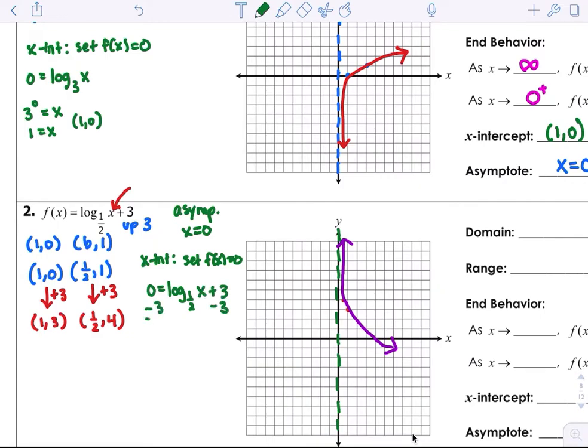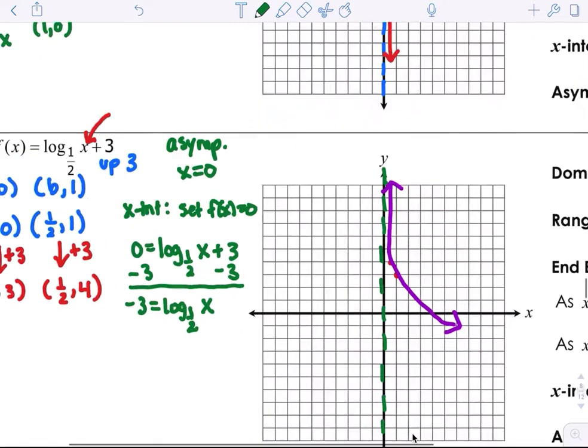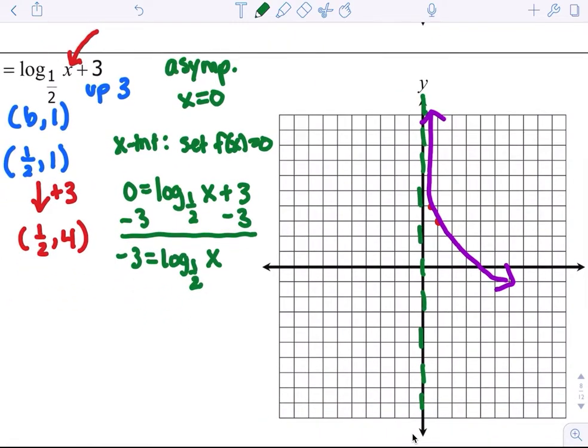So let's solve for x. Subtract 3 from both sides: negative 3 equals log 1/2 of x. To change this from log form to exponential form, it's going to be 1/2 raised to the negative 3 is equal to x.